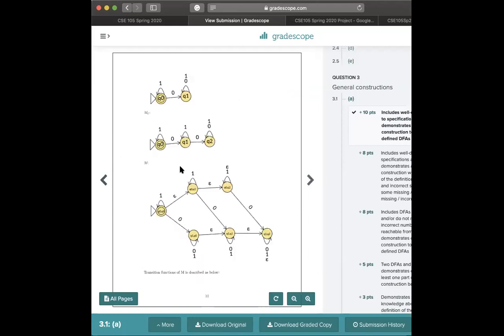I think that's pretty much it. Oh yeah, one more thing. We have to label Q0 as the start and accept state, because Q0 is the start and accept state in my MB, and Q0 is also the start and accept state in my MC. That's why Q0 is the start and accept state in my NFA.